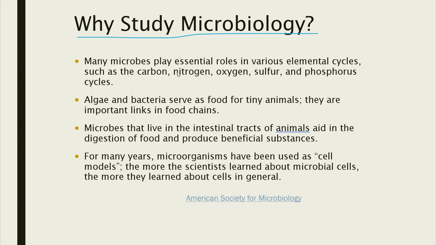Continuing on, the microbes are really important in cycles. The carbon cycle, nitrogen, oxygen we've already talked about, sulfur and phosphorus. These guys are food for the tiny animals, and they're at the bottom of the food chain and also at the top, since they actually break down the dead animals.